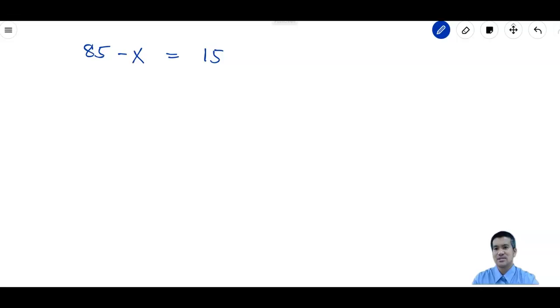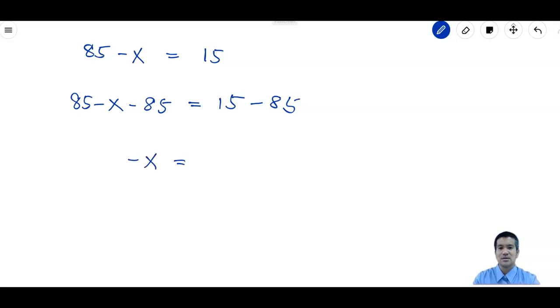So we will now subtract 85. So therefore 85 minus x minus 85 equals 15 minus 85. So what will be the values? We have 85 minus 85, that is 0. So we have negative x equal to 15 minus 85. So therefore that is negative 70. So negative divided by negative, so x now is equal to 70.